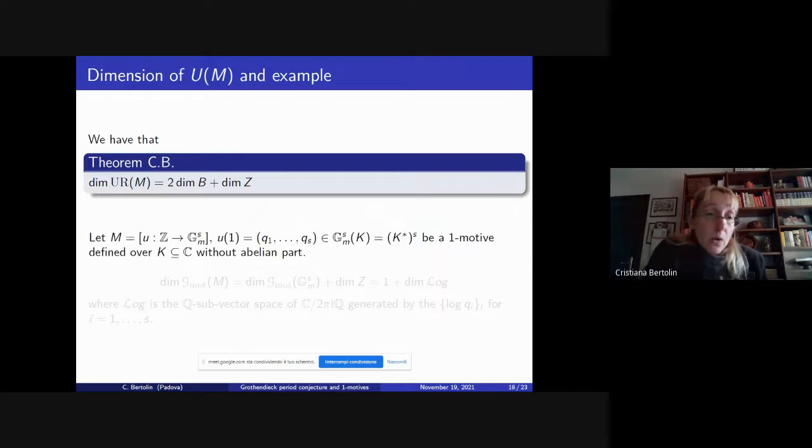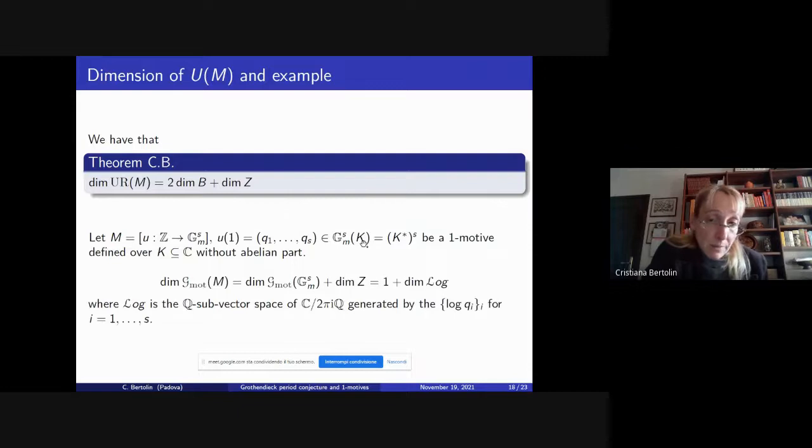In the case where we don't have an abelian part in the 1-motif, our 1-motif is just an arrow. We can write it as an arrow from Z to S copies of Gm. And this arrow is just given by s points in K star. This is what we call a 1-motif without the abelian part. And in this case, the dimension of the motivic Galois group of M is the dimension of the motivic Galois group of the torus, which is just 1.